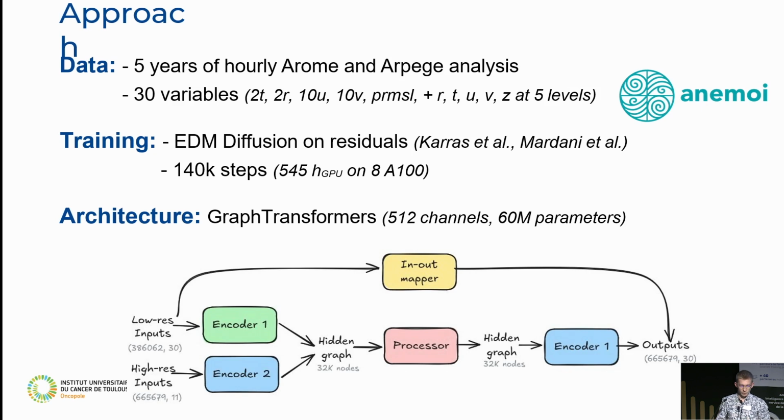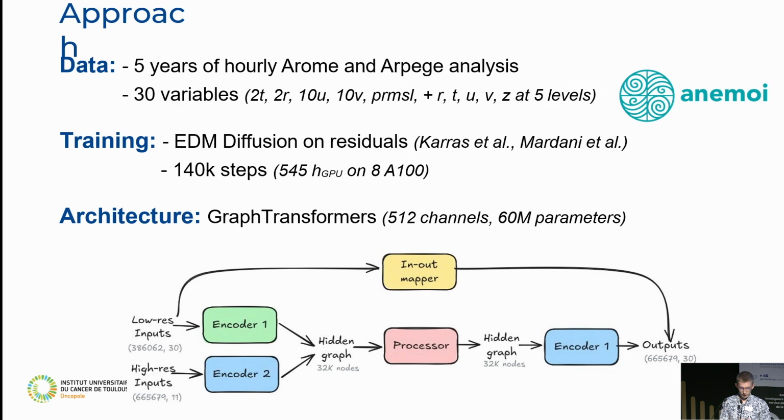So in terms of approach for our first demonstrators, we trained on 5 years of hourly AROME and ARPEGE forecasts from the operational chain in Météo France. We are training to learn simultaneously 30 variables that are discretized over about 500,000 grid points. And we use the EDM diffusion algorithm from Karras et al., working on the residuals. This means the difference between the low resolution and high resolution fields.